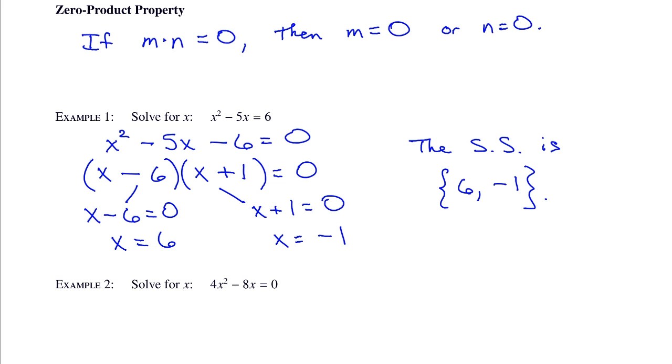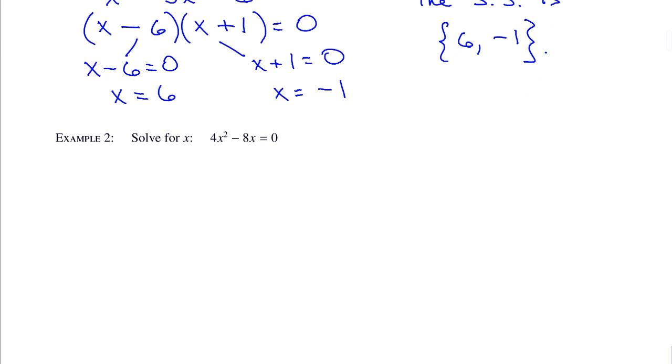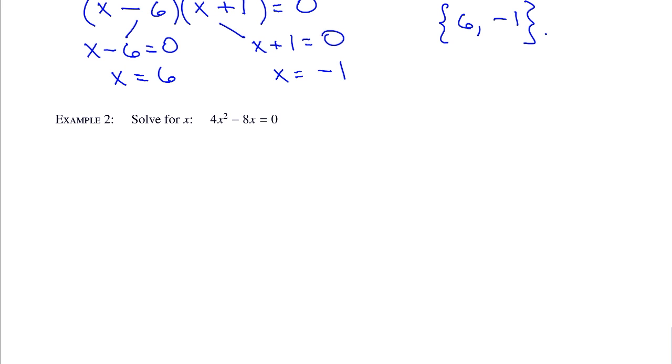Let's look at example 2. Solve for x. 4x squared minus 8x equals 0. This quadratic is already written in the standard form with the 0 on the right side by itself. So we're going to factor what we can. Notice that both terms on the left have a 4 as a factor. They both have x as a factor. So I'm going to factor out 4x. From the first term, that leaves me with x. And from the second term, that leaves me with minus 2.